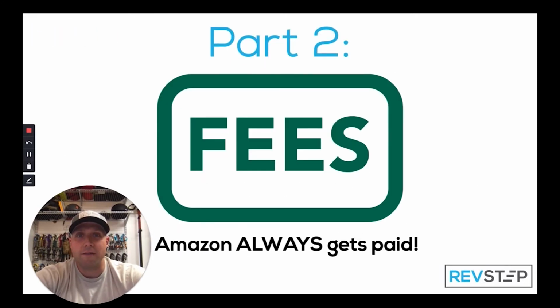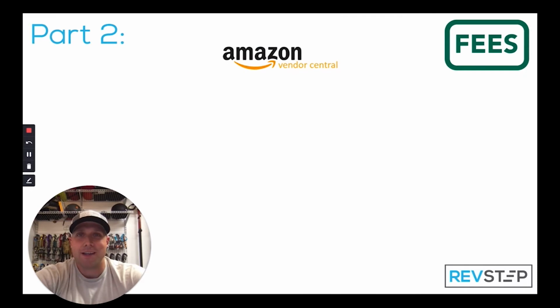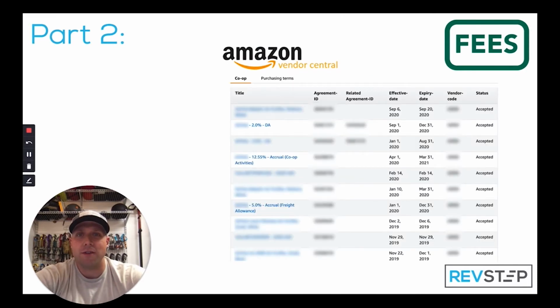Part two, fees. Amazon always gets paid, and they get paid first. I guarantee it. So first we'll talk about Vendor Central. In Vendor Central, there are 4 basic fees. The first fee is the co-op fee. They use these funds to promote your products and all that kind of stuff.